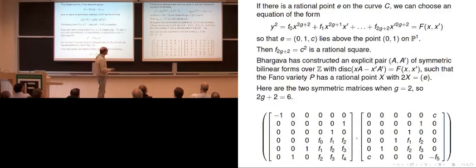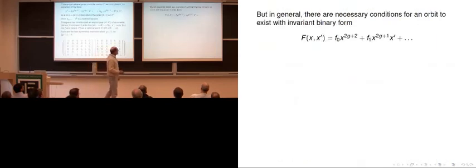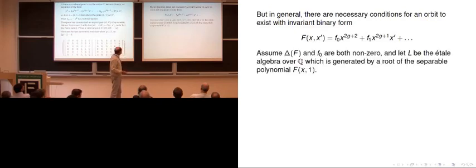Okay, so you not only get a final variety, you get a rational point on the final variety, and 2 times it is your original point on the curve. But in general, there are necessary conditions for a binary form to come from an orbit, and we work those out in our paper. So here it is over the rational numbers.